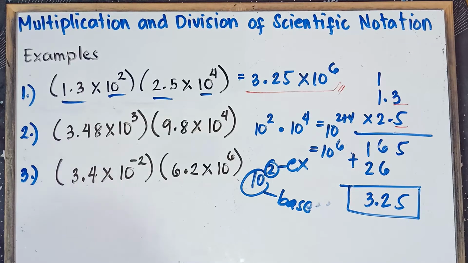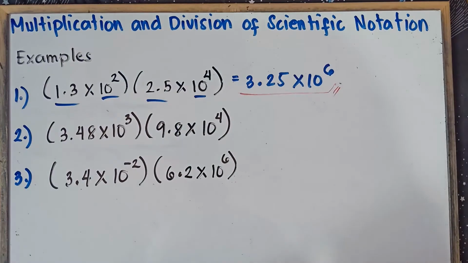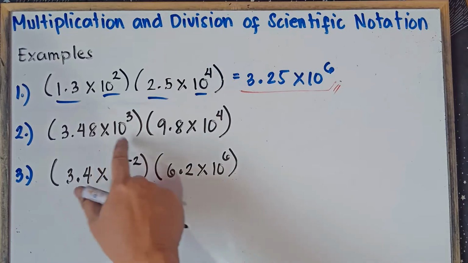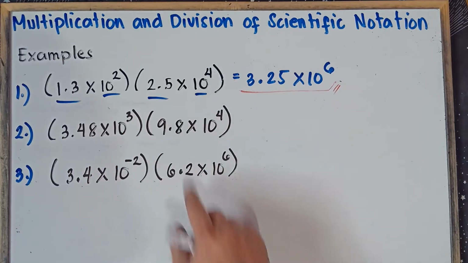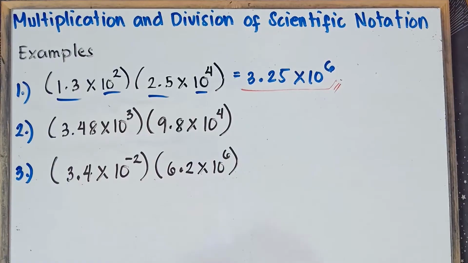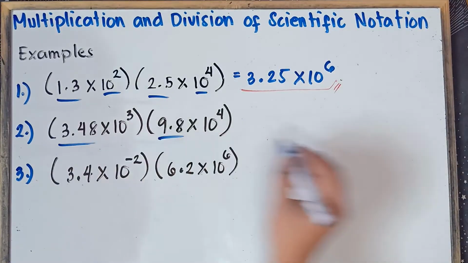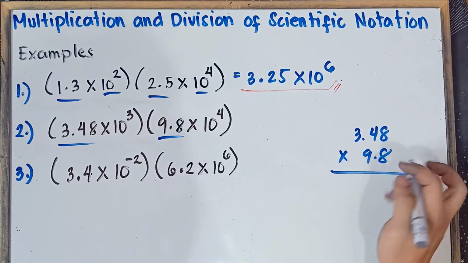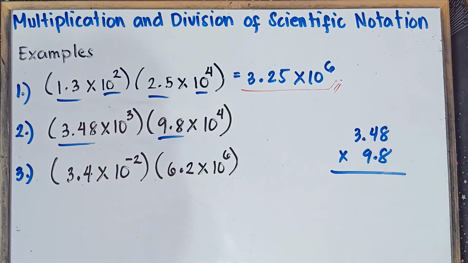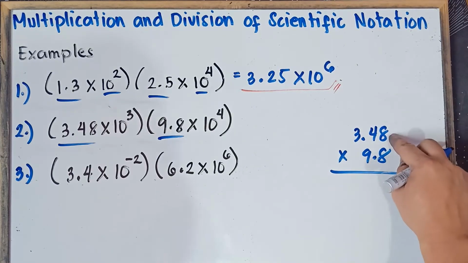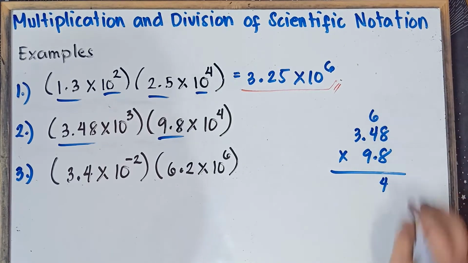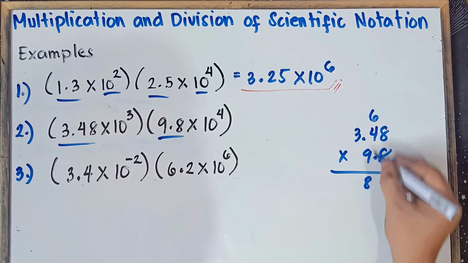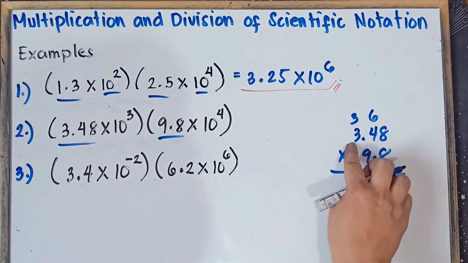Alright, so let's proceed now to example number 2. Our given, we have 3.48 times 10 raised to the power of 3 multiplied by 9.8 times 10 raised to the power of 4. Multiply this one first, 3.48 times 9.8. We can ignore first the decimal point. Simply multiply the numbers. 8 times 8, that would be 64. 4 carry 6. 8 times 4, that would be 32, plus 6, that would be 38. So 8 carry 3. 8 times 3, that would be 24.